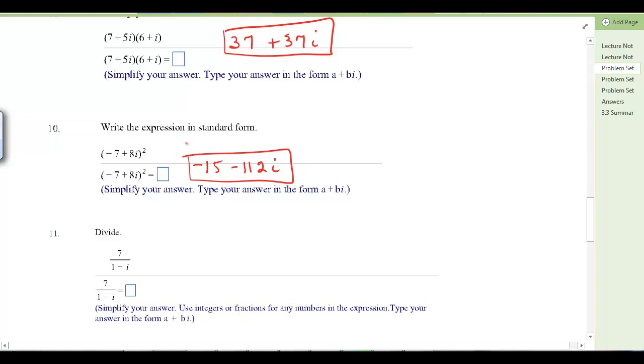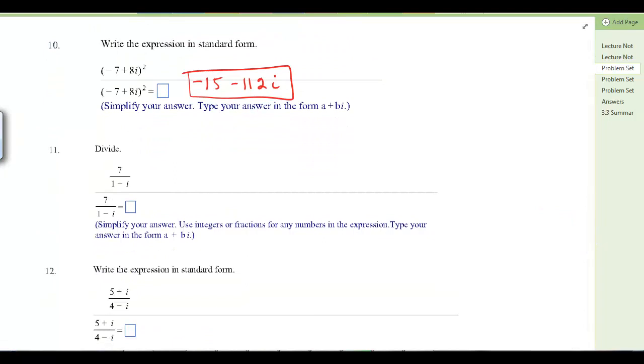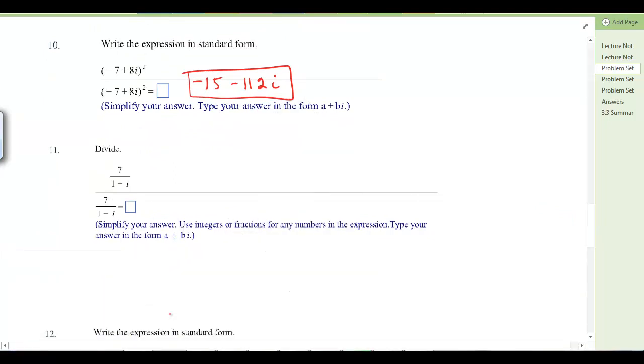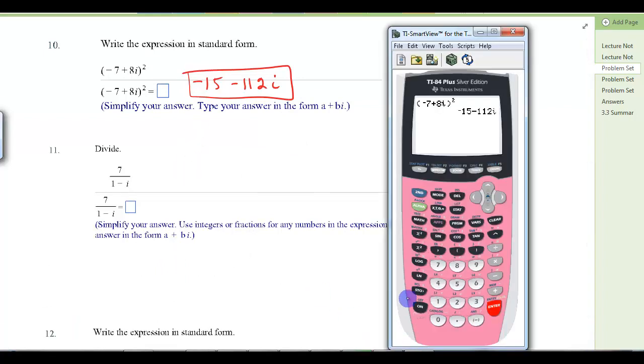Okay. All right, when you're dividing, you've got the same thing going on. Now, let's try that on the calculator and see what happens. Sometimes we get things that don't convert to fractions or won't work. So let's try it on our calculator. If we're doing this one, we would do 7 divided by parentheses 1 minus i. And that one works okay.